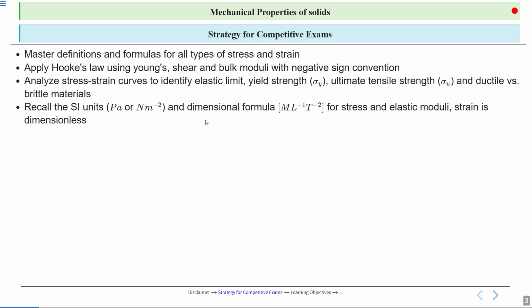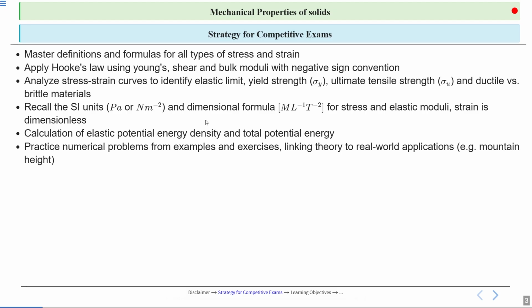Recall the SI units and dimensional formulas. Stress and elastic moduli are measured in pascals or newtons per square meter with a dimensional formula of M L inverse T raised to the power minus 2. Calculate elastic potential energy, density, and total potential energy.